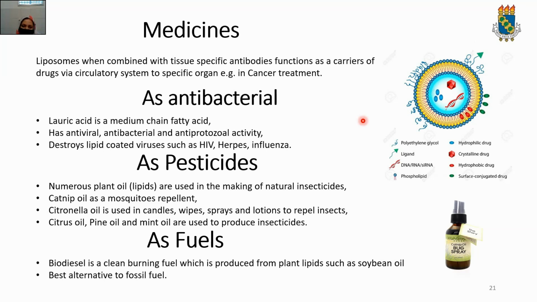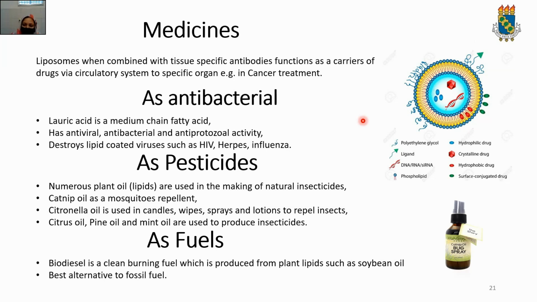As pesticides, numerous plant oils, which are basically lipids in nature, are used for the making of insecticides. For example, catnip oil is used as a mosquito repellent. Citronella oil is used in candles and wipe sprays, again as a repellent of mosquitoes. And citrus oil, pine oil, and mint oil are also used to produce different insecticides.